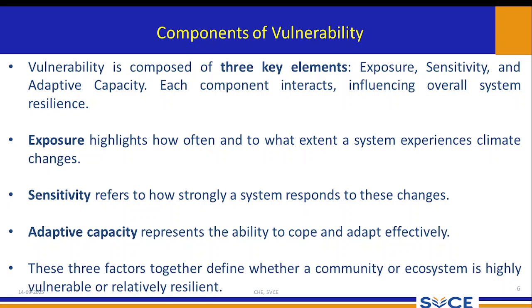So these are the three key elements vulnerability is composed of: exposure, sensitivity, and adaptive capacity. Each component interacts, influencing overall system resilience. These three factors together define whether a community or ecosystem is highly vulnerable or relatively resilient. Relatively resilient means they are able to come back to the original state, they are able to cope.